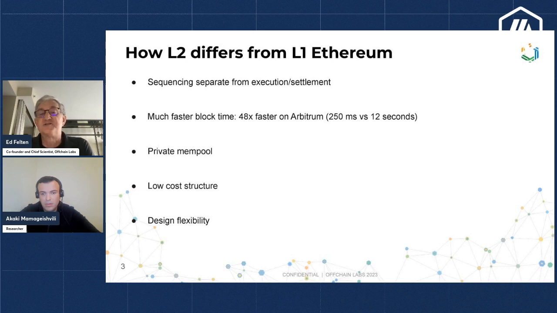L2s have much faster block time, 48x faster on Arbitrum 1. They have a private mempool. They have a much lower cost structure. And in general, there are more choices in how to design an L2. So really thinking about how this should work on L2, we start by thinking about how the L1 does it, but then we look for ways to do better by taking advantage of the advantages that Arbitrum does have.